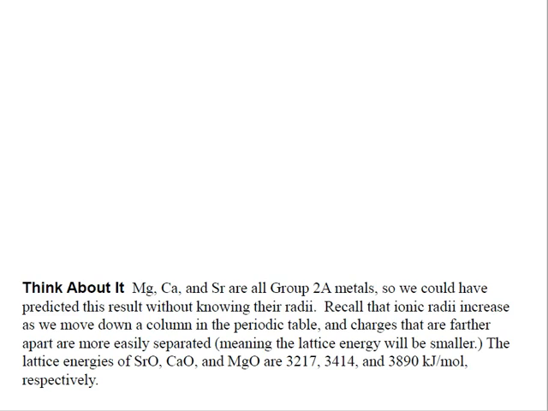Their relative lattice energies, just to look at these, are all in kilojoules per 1 mole of the compound. So strontium oxide, 3,217. Calcium oxide, 3,414. So again, they're increasing. Magnesium oxide, 3,890. So as you go down the periodic table, you can see the lattice energy will decrease. That's a nice trend to remember.